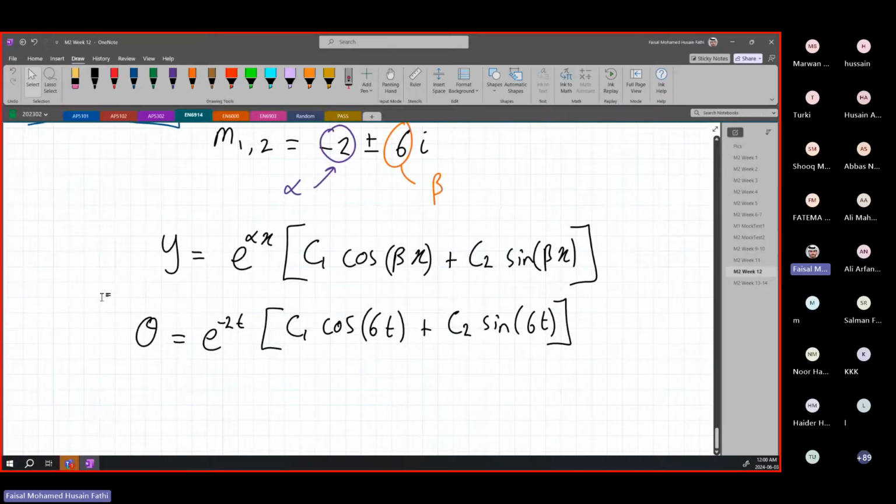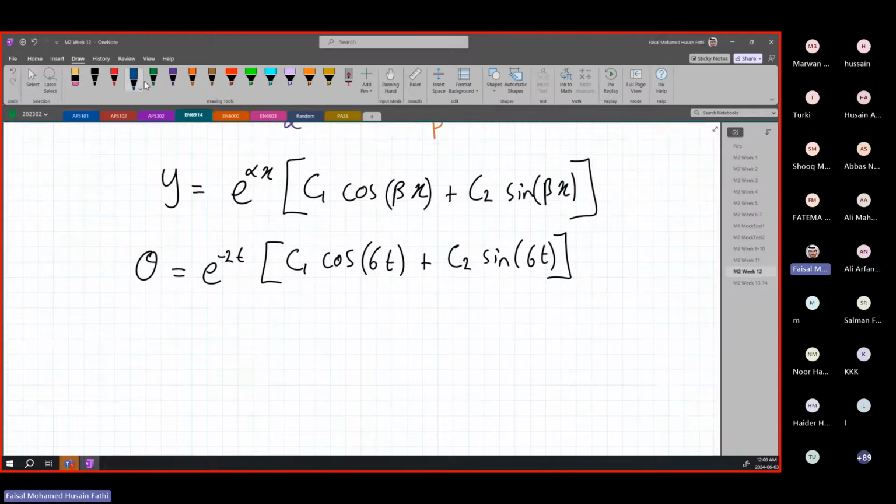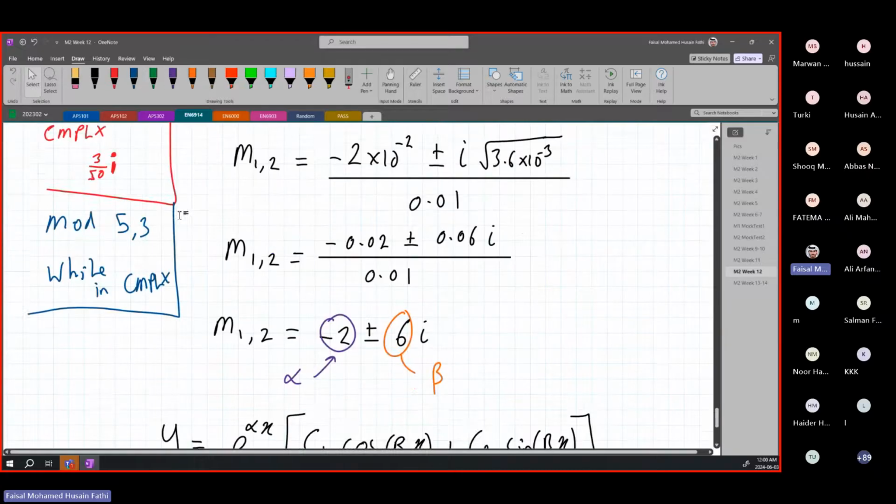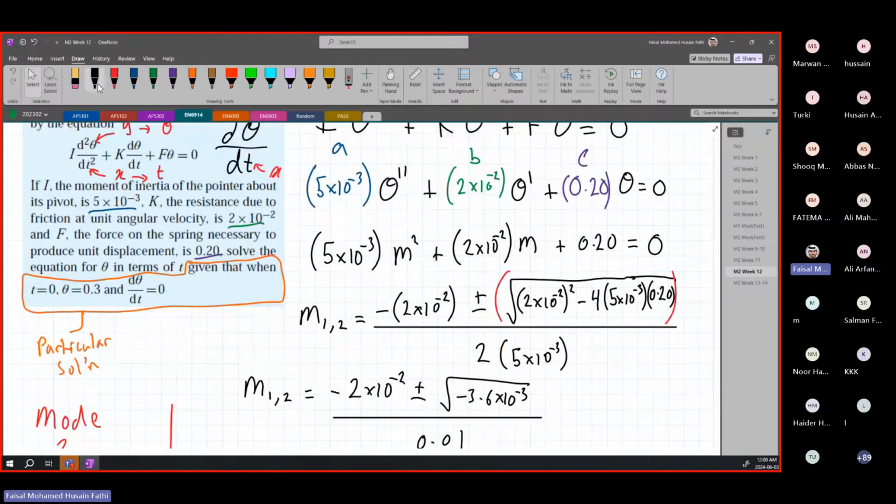So now we haven't finished the question. We have only done the general solution. All right? So this is just the general solution. But the question gave us boundary conditions or an initial value problem. This is what they usually call it.